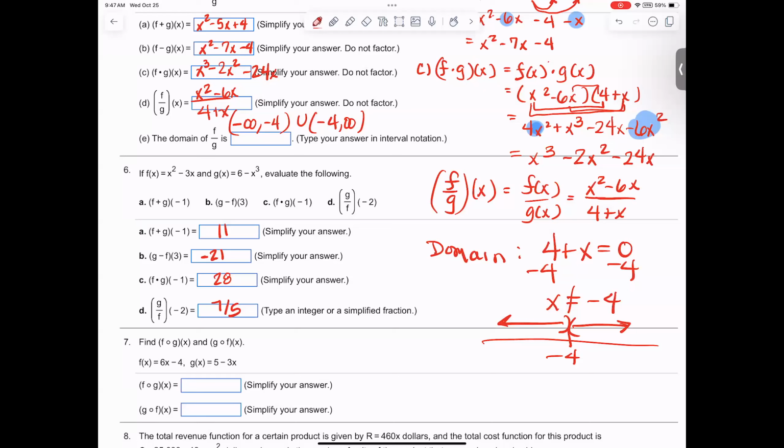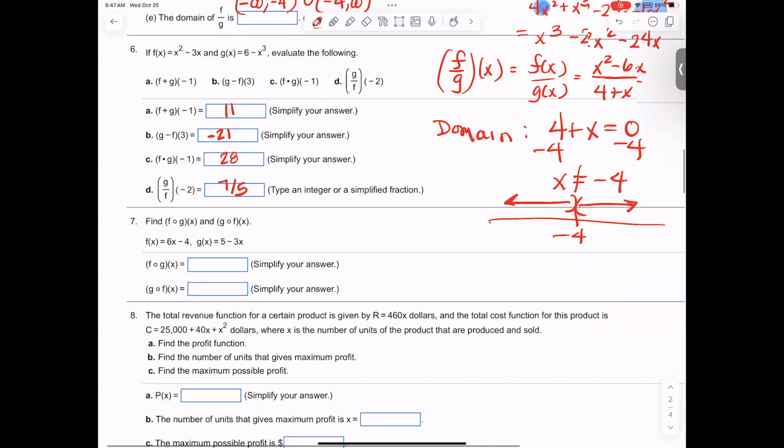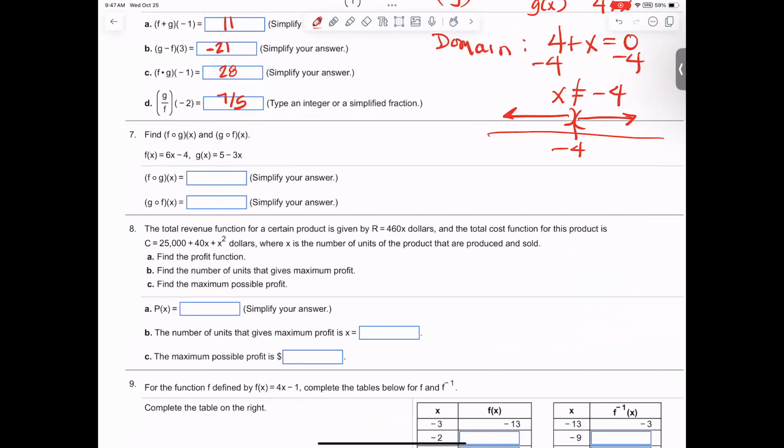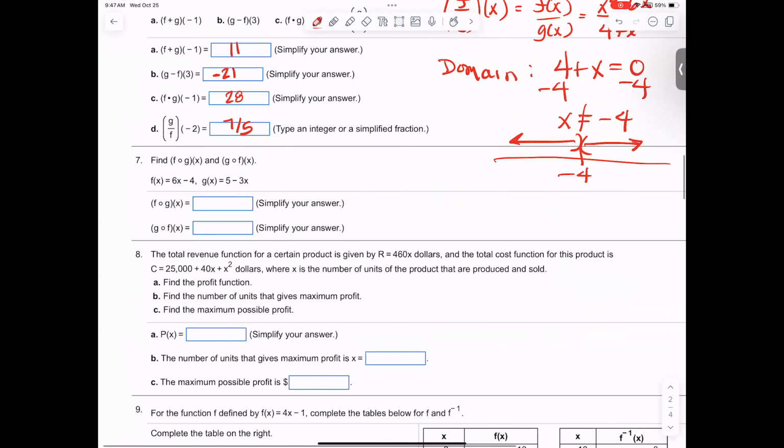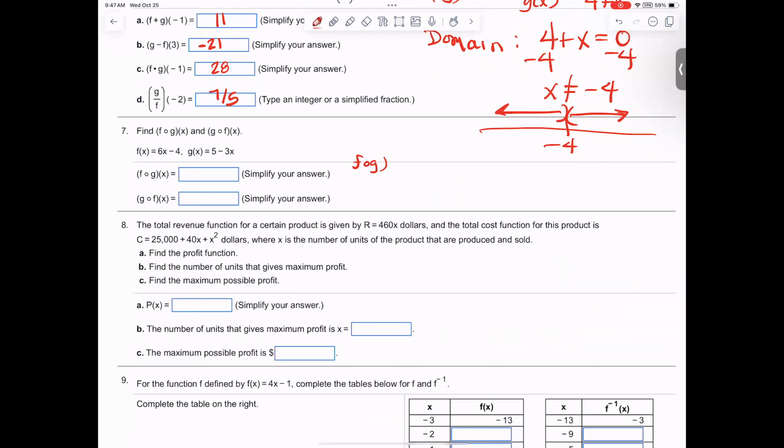All right, the next problem we're going to look at is the composite problem number 7. F composed with G of X and G composed with F of X. To find F composed with G of X, we're going to evaluate our function F at G of X. So in our function F, where there is an X, we're going to replace it with G of X.